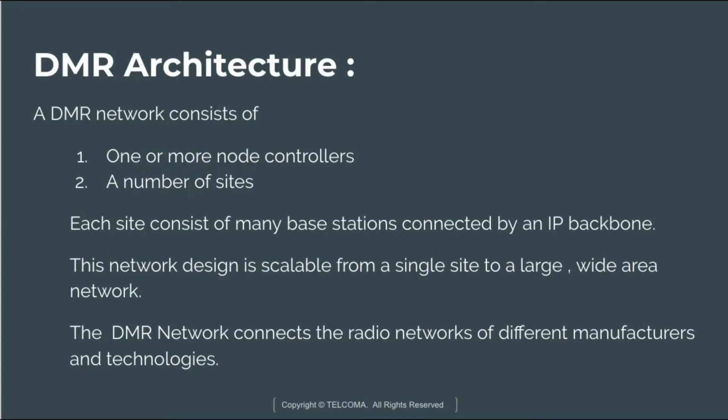A DMR network consists of one or more node controllers and a number of sites. Each site consists of many base stations that are connected by an IP backbone. This network design is scalable from a single site to a large wide area network. The DMR network connects the radio networks of different manufacturers and technologies. It creates a simple migration path for a large scale communication system.